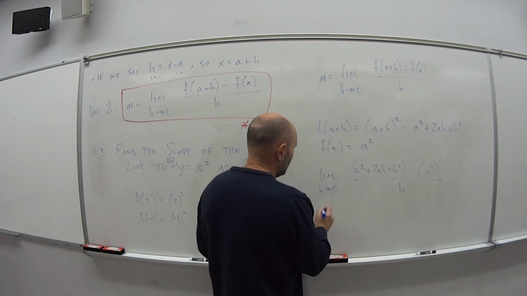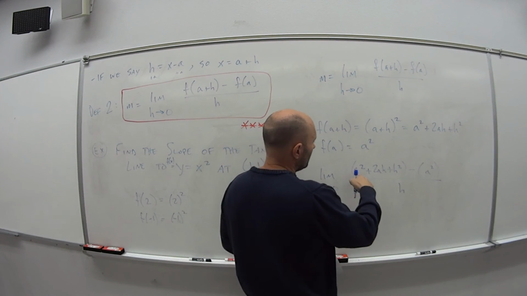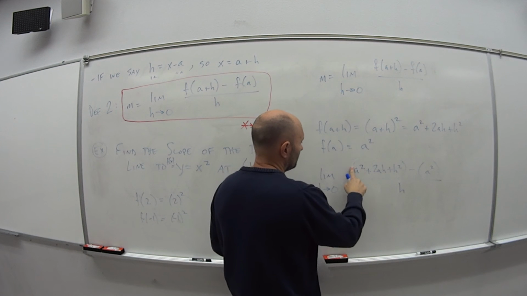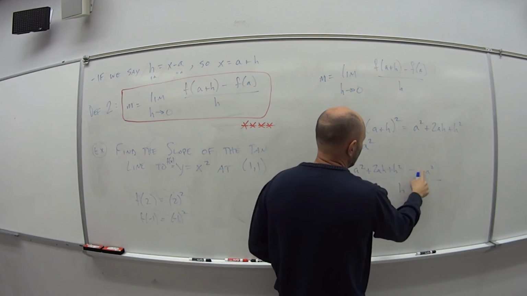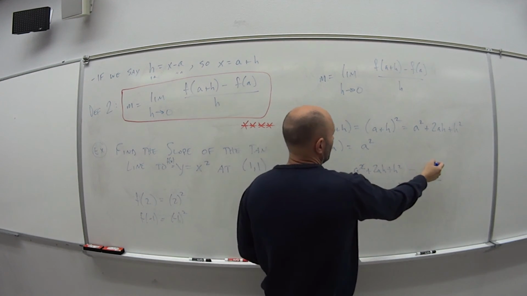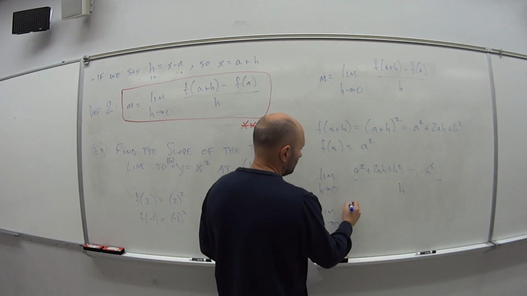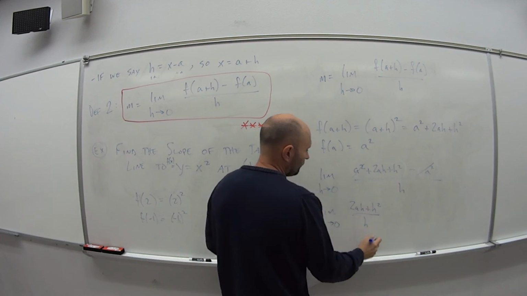So now if we continue here, what do we have? Limit as h goes to 0. So if I get rid of the parentheses here, from this first part, this is minus a squared, right? So here I have a plus a squared, a minus a squared. Those cancel each other out, so I'm left with 2ah plus h squared over h.